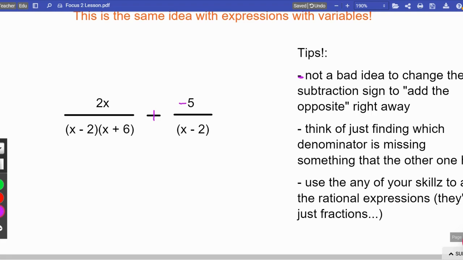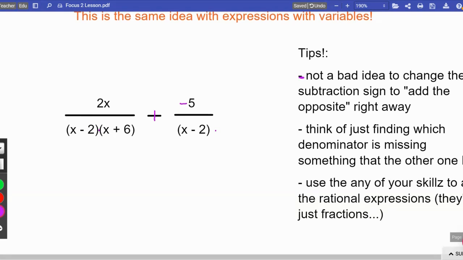Next, think of just finding which denominator is missing something that the other one has. So notice this one on the left, you have an x minus 2 and an x plus 6. They're being multiplied together. And I could FOIL this, but I like that it's broken down right now to see its parts, because then I can compare it to the other denominator to see what this denominator is missing. So this is an x minus 2 and an x plus 6. This is an x minus 2. It needs an x plus 6.